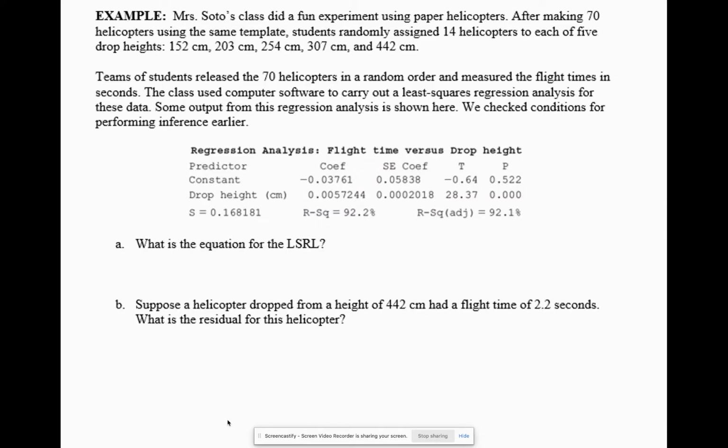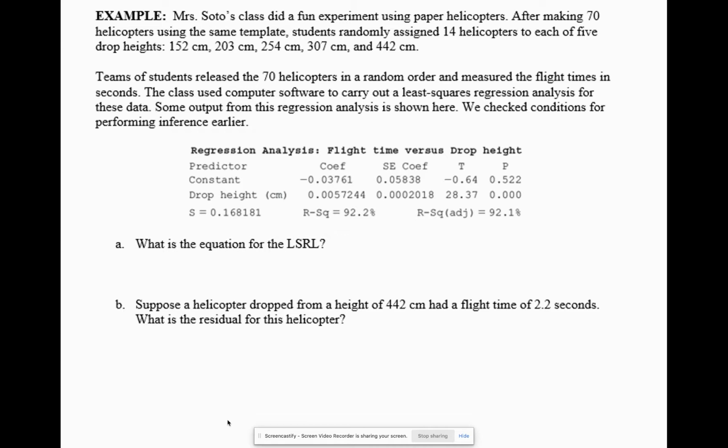We're now looking at an example where we collected some data using helicopters. A few years ago, we made some paper helicopters. We made 70 of them, in fact. We dropped 14 helicopters, each from 5 different drop heights, which are 152, 203, 254, 307, and 442 centimeters. At those different drop heights, we timed how long it took for the helicopters to float down to the ground.